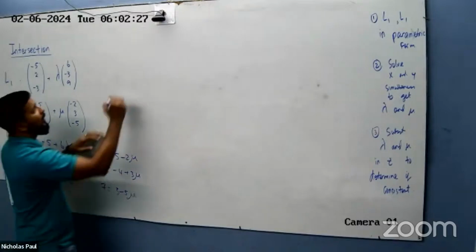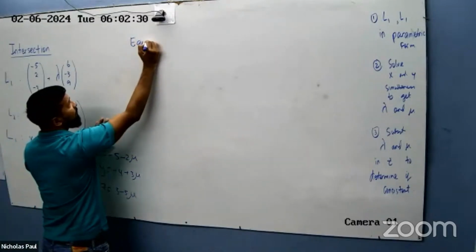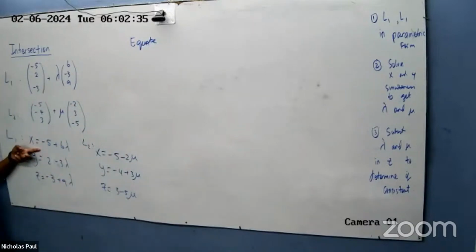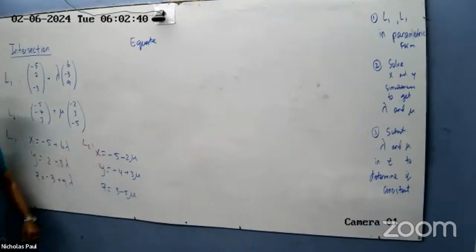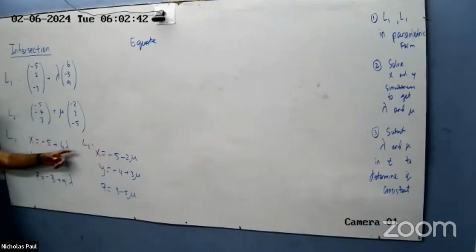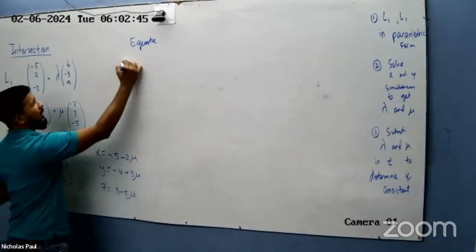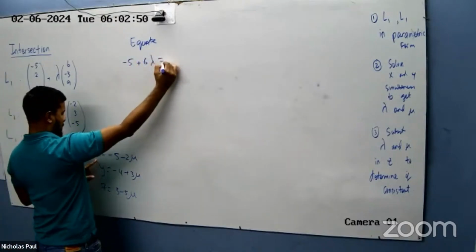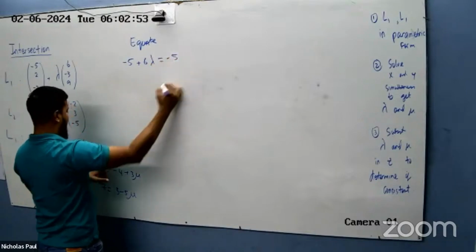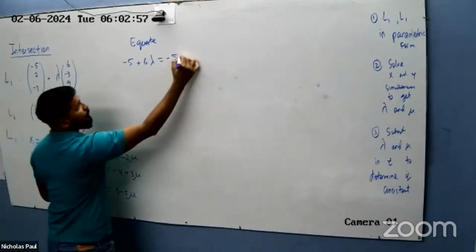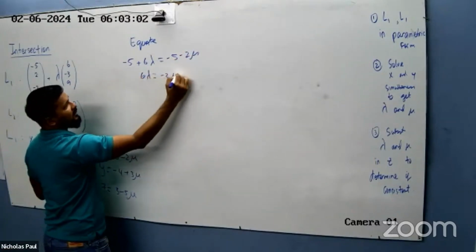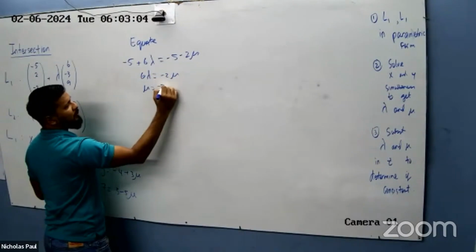Then we do a little equating. It doesn't really matter which one you choose. You can equate these two and then check for consistency here. It doesn't matter. Once you get lambda and mu, you can put it in here if you want. But I will equate these two here. So I'll get minus 5 plus 6 lambda is equal to minus 5 minus 2 mu. Carry it across, 0. So 6 lambda is minus 2 mu, or we get mu to be minus 3 lambda.